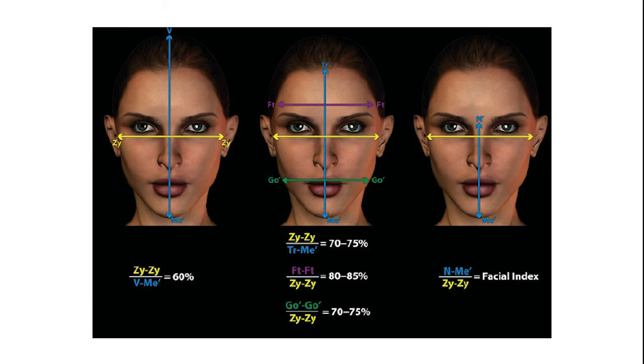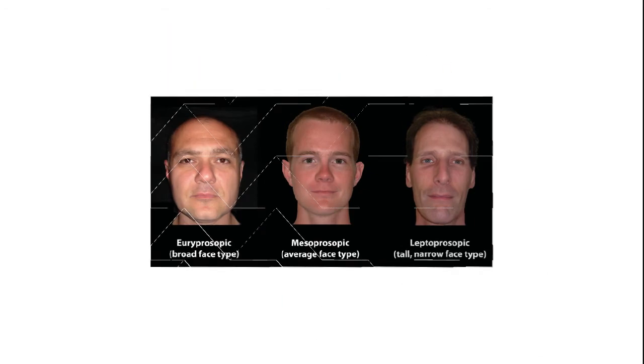The facial index is used in anthropometry to classify the face as euryprosopic, mesoprosopic, or leptoprosopic. Euryprosopic face type is transversely wider and vertically relatively reduced in height. The mesoprosopic face type is the average lying between the two extremes. The leptoprosopic face type is vertically relatively tall and transversely narrow.